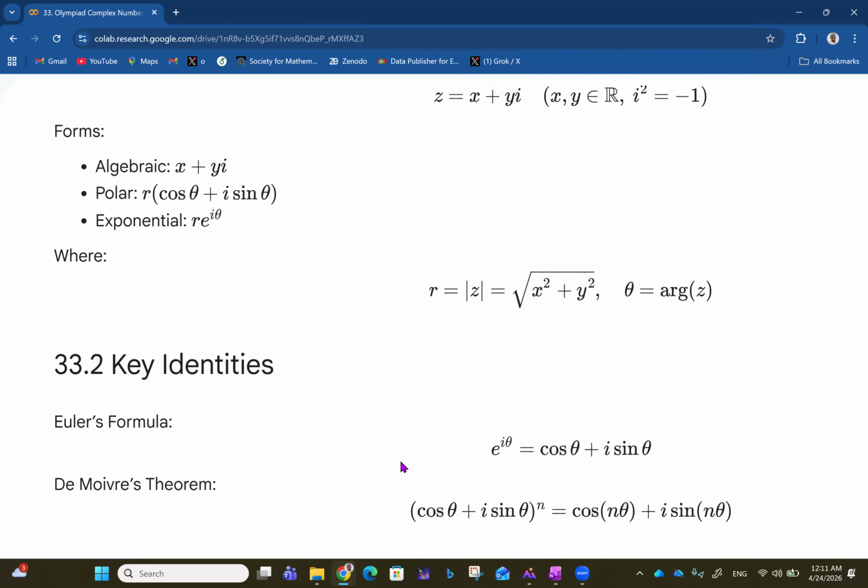Then we have key identities. Just like I said, Euler's formula is e raised to i theta equals cos theta plus i sin theta. And we have De Moivre's theorem, which we also considered in the process, and that is cos theta plus i sin theta, raised to the power n. If you raise cos theta plus i sin theta to the power n, it's simply the same thing as cos n theta plus i sin n theta. So De Moivre's theorem helps to deal with very big powers of complex numbers.